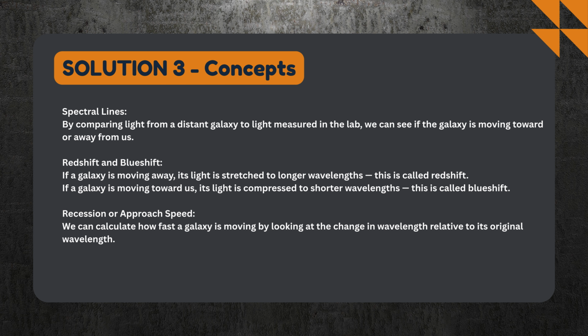Redshift and blueshift. If a galaxy is moving away, its light is stretched to longer wavelengths. This is called redshift. If a galaxy is moving toward us, its light is compressed to shorter wavelengths. This is called blueshift. Recession or approach speed. We can calculate how fast a galaxy is moving by looking at the change in wavelength relative to its original wavelength. The fractional change in wavelength tells us the speed as a fraction of the speed of light.